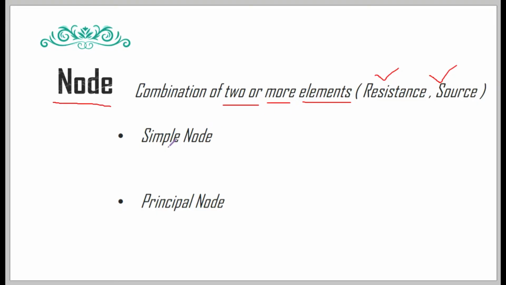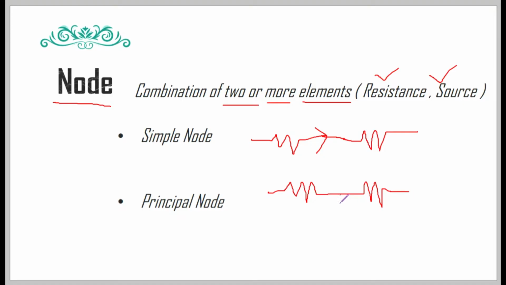And a node can be of two types: a simple node and a principal node. A simple node is when two resistances or two elements are connected like this. Where current division does not take place, it is known as a simple node. And a principal node is a node where current division does take place. Like if we draw this circuit and add another resistance over here, a circuit having more than two resistances or elements at a point is known as a principal node.